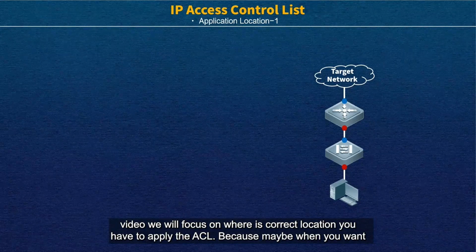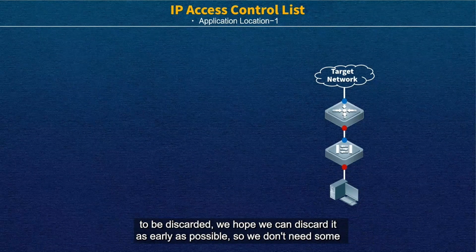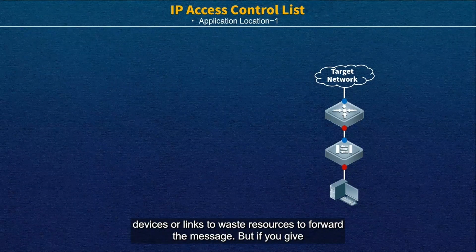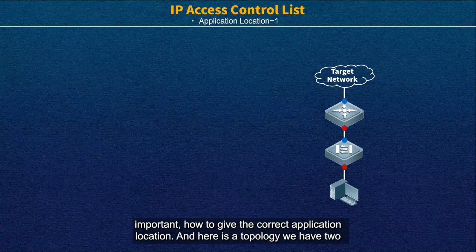When you want to use the ACL to control some traffic, for example to discard some messages, if the message needs to be discarded, we hope we can discard it as early as possible, so that devices and links don't waste resources forwarding the message. But if you choose the wrong location, some correct traffic may also be discarded. So how to choose the correct application location is very important.